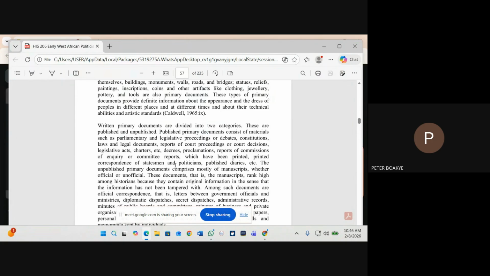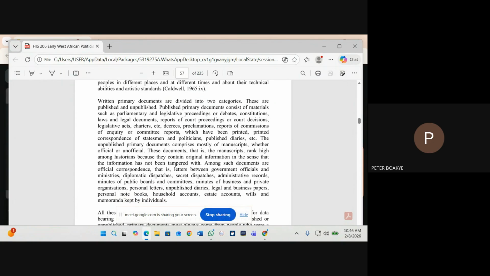So written primary documents are divided into two categories. These are published and unpublished. Now, the published primary documents consist of materials such as parliamentary and legislative proceedings or debates, constitutions, laws, and legal documents, reports of court proceedings or court decisions, legislative acts, charters, etc. Decrees, proclamations, reports of commissions of inquiry, committee reports which have been printed, correspondence of statesmen and politicians, public diaries, etc.